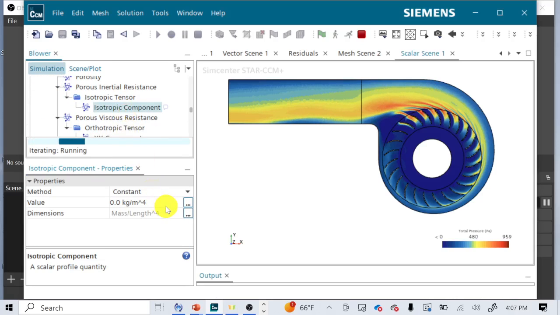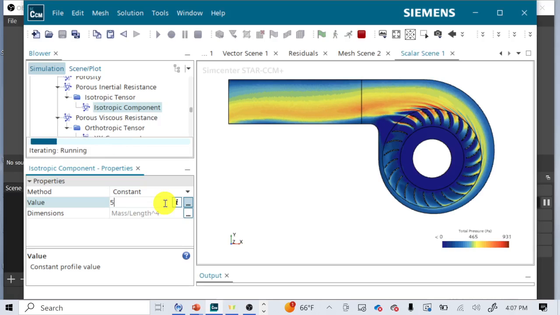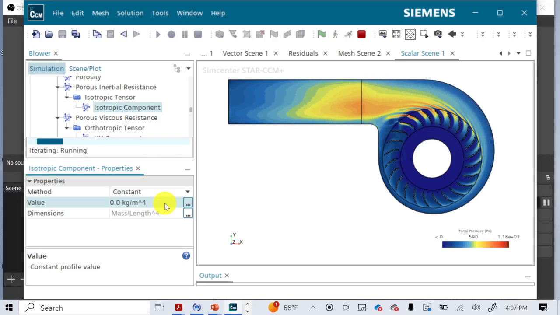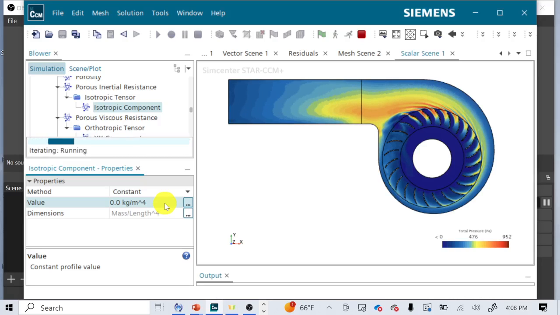But if we change our resistance, let's say I'm going to change the currently isotropic inertial resistance from 0, no resistance, to 5. It's thinking about it. But theoretically, what we should see here is it is still moving flow through here, but we're going to have a drop in pressure. As the flow moves through here, its pressure is going to drop. Theoretically, it can make it all the way down to 0. This will also have the net effect of increasing pressure there. But we can change by adding more or less flow resistance and then letting it converge.